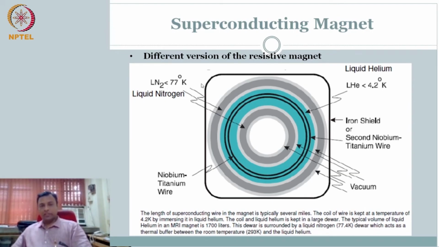From the room temperature, you have liquid nitrogen, and then you have the superconducting material cooled by liquid helium, and then you have to have an iron shield so that you don't let the stray fields affect it, and you have to have vacuum. So you already see that the sophistication of the setup has increased. Okay, but clearly this has more advantages than limitations, and therefore this is popularly used.